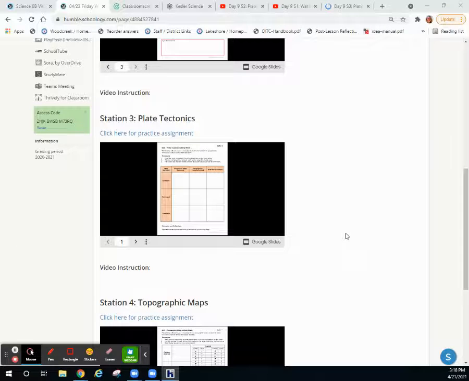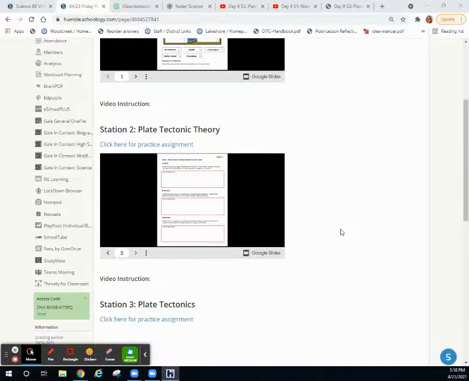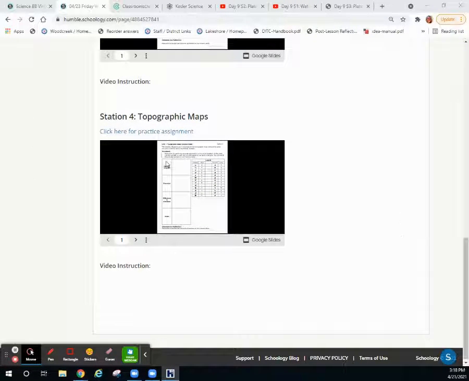For this station activity, we are going to be working on Station 4, which will be over Topographic Maps. So you're going to click the link for your practice assignment and select the Make a Copy option so that you can edit the document.